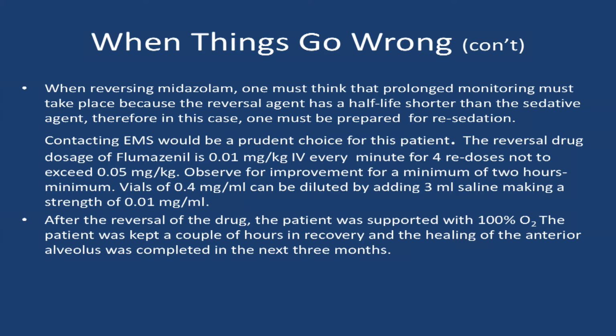The reversal drug dose of flumazenil is 0.01 milligrams per kilo IV every minute for 4 redoses, not to exceed 0.05 milligrams per kilo. Observe for improvement for a minimum of 2 hours. Vials of 0.04 milligrams per milliliter can be diluted by adding 3 milliliters of saline, making it a strength of 0.01 milligrams per milliliter. After reversal of the drug, the patient was supported with 100% oxygen.